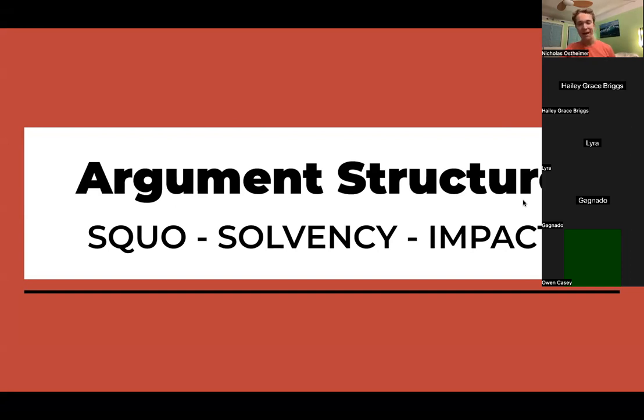And finally, impact at the end. This is kind of self-explanatory, but it's what your whole argument is working towards. The impact is where you articulate, this is what happens when we pass or fail the bill. This is why it's good or bad. And like I mentioned earlier, this is why you have to quantify, because without a quantified impact, you really don't have much of an impact at all.